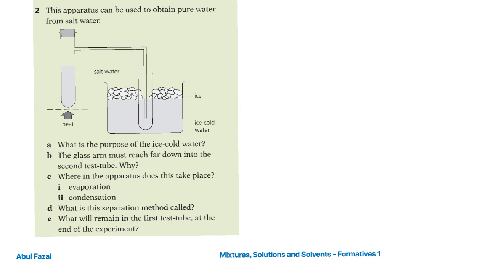What is the separation method called? Well, distillation. It's practically distillation. What will remain in the first test tube at the end of the experiment? Well, it's salt water. Water is going to go out. Well, salt will be left behind. Straightforward question. Let's move on.